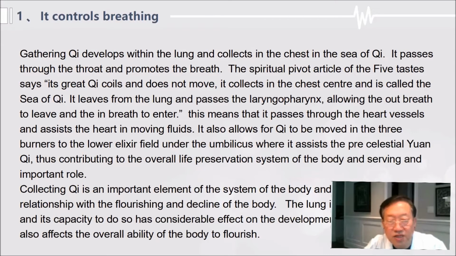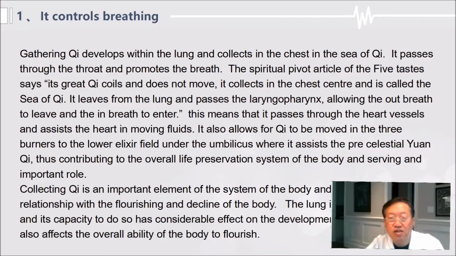Gathering qi develops within the lung and collects in the chest in the sea of qi. It passes through the throat and promotes health. The Spiritual Pivot article "The Five Tastes" says, "Its great qi coils and does not move. It collects in the chest center and is called the sea of qi." It leaves from the lung and passes the laryngopharynx, allowing the out breath to leave and the in breath to enter. This means that it passes through the heart vessels and assesses the heart and moving fluid.